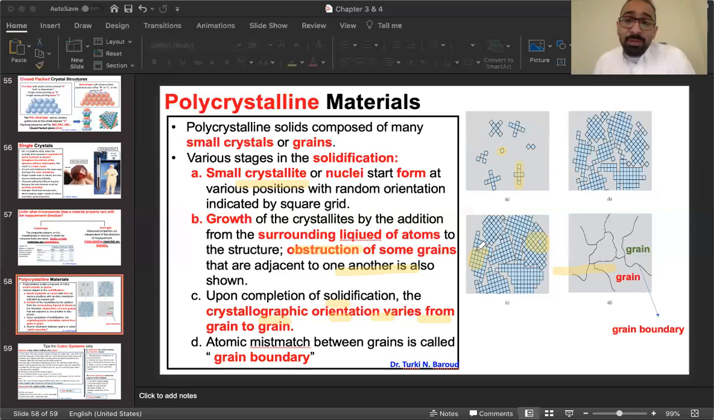But this is not happening when you have polycrystalline material. In polycrystalline material, you see that we have crystals growing in a certain direction that's different than here, that's different than here, that's different than here. So we can call each of these a single crystalline material, and this is why we call the whole material a polycrystalline material.